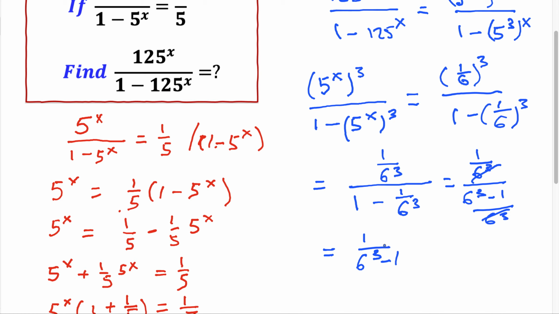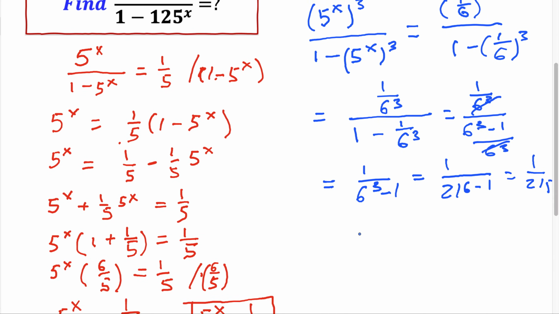In other words, 6 cubed is 216. So it's 216 minus 1, which is 1 over 215. So what does it mean? It means 125 in exponent x divided by 1 minus 125 in exponent x, let me rewrite this a little bit better, is equal with 1 over 215. And this is the result.